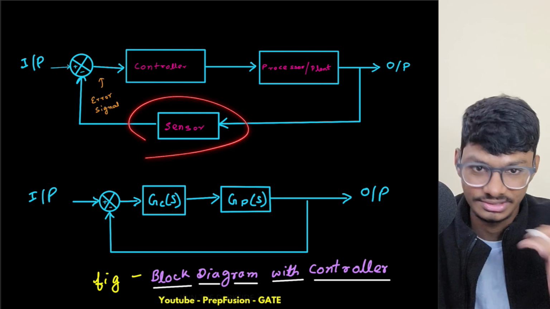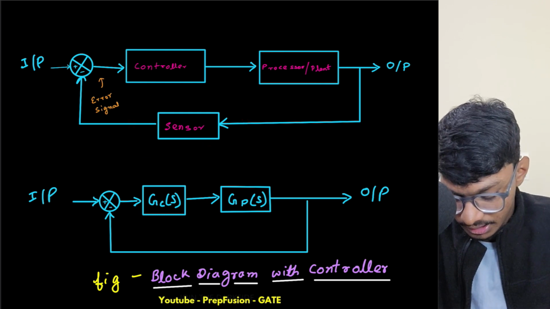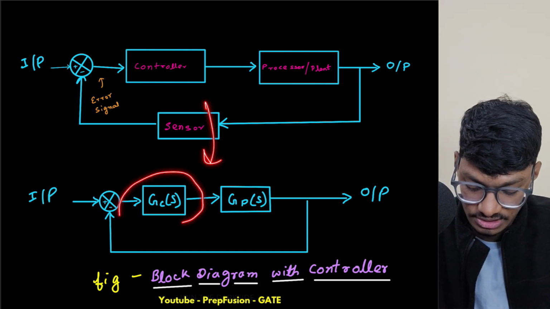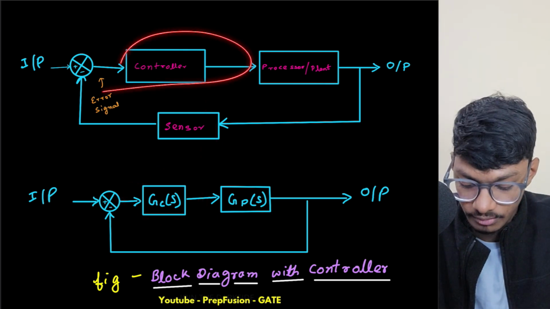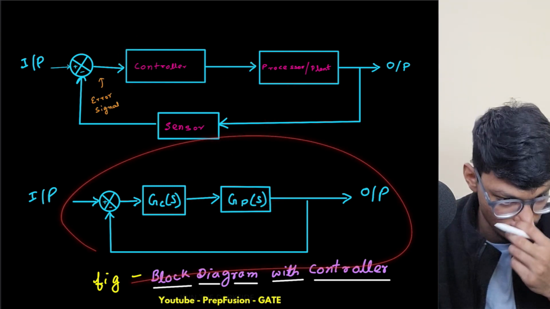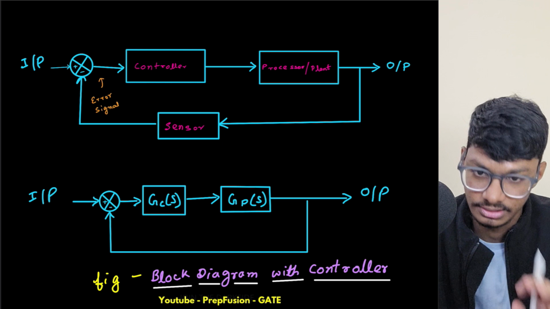So the sensor, we already know, it just senses the things. And in a simple block diagram, if I want to convert this, it will be GC of S, which is the transfer function of the controller, and GP of S is the plant transfer function, and we have a unity feedback system. So mostly we will work in unity feedback systems only.